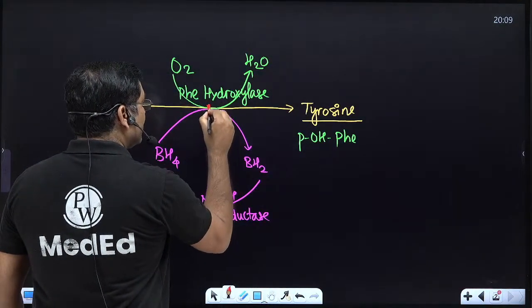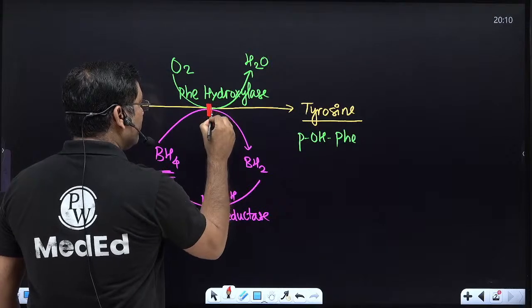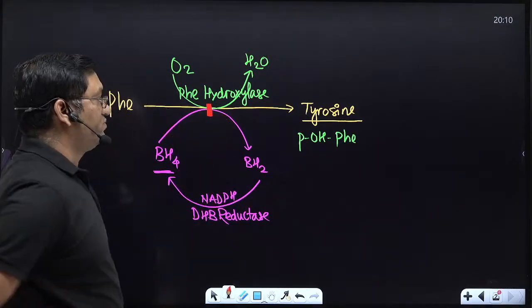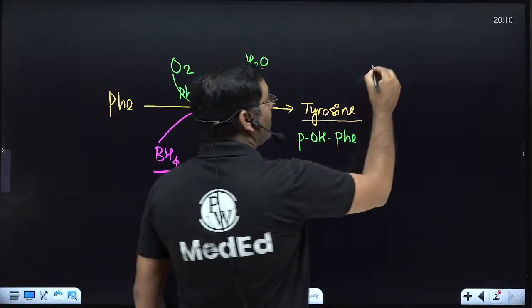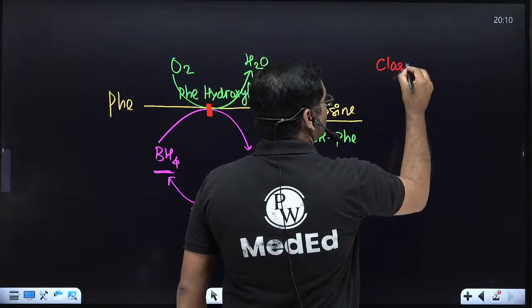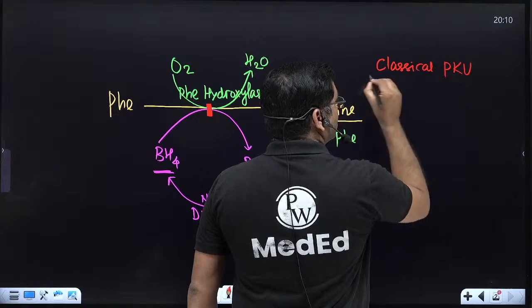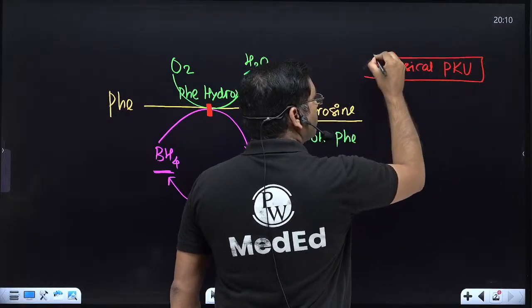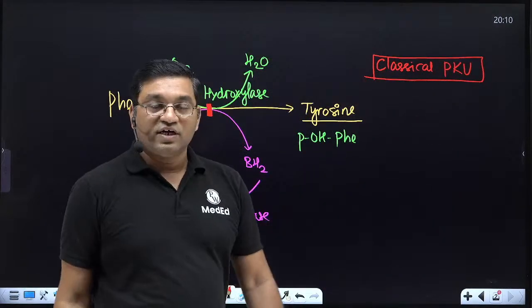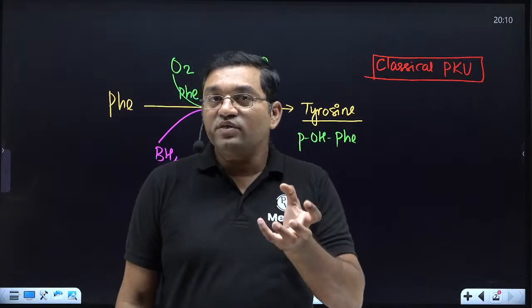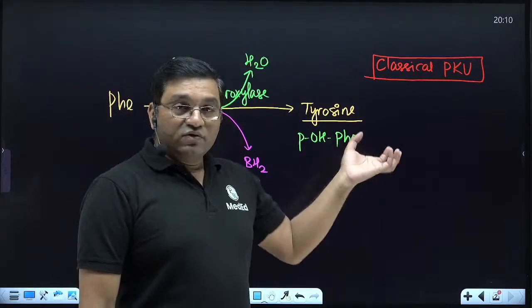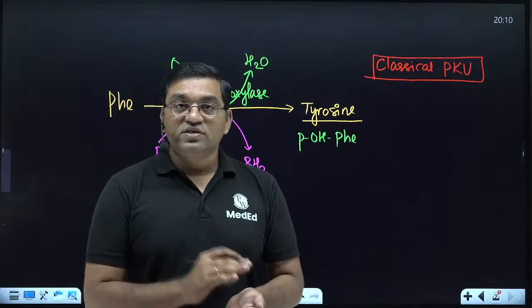Now, a block in this reaction causes classical phenylketonuria. Now what are the symptoms of phenylketonuria and what are the reasons behind the symptoms? Just try to recollect the symptoms first.